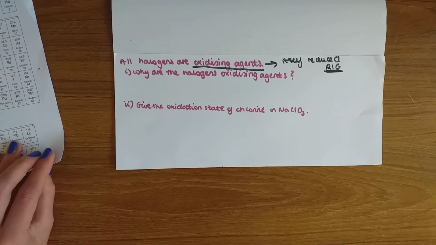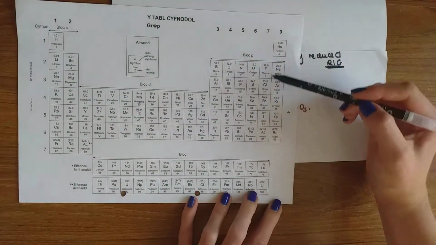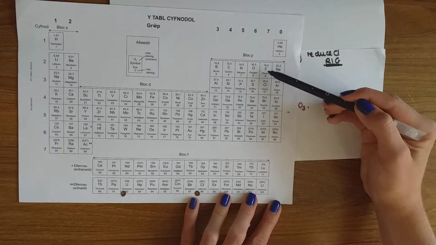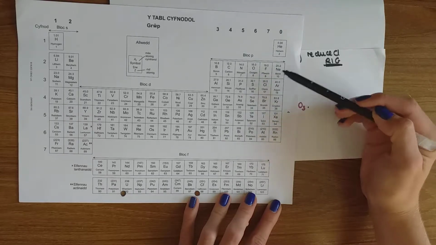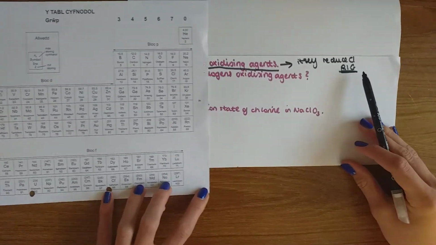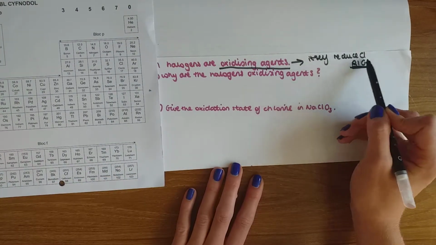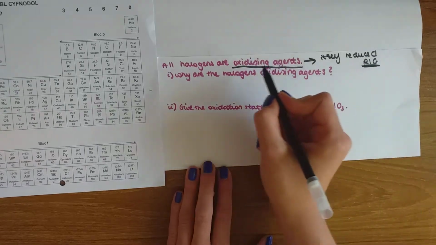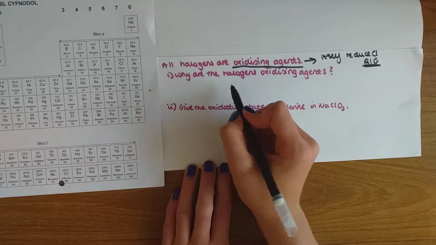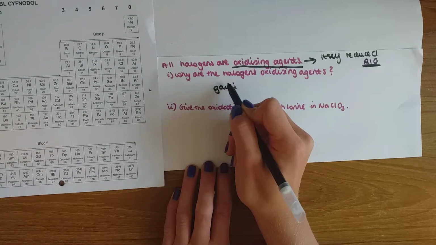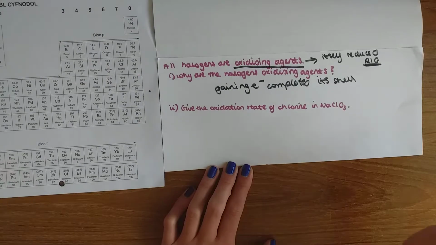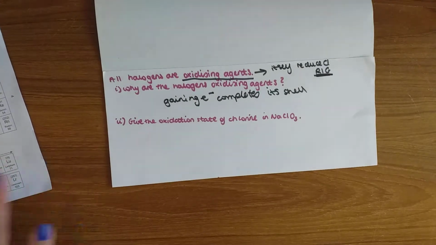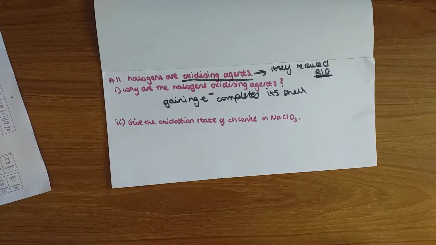Why are the halogens oxidizing agents? Halogens are group 7 atoms, and they all want to gain 1 electron to have that full outer shell. This means they want to be reduced. Reduction is gain. They want to gain that 1 electron. That's why they're the best oxidizing agents, because gaining an electron completes the shell.